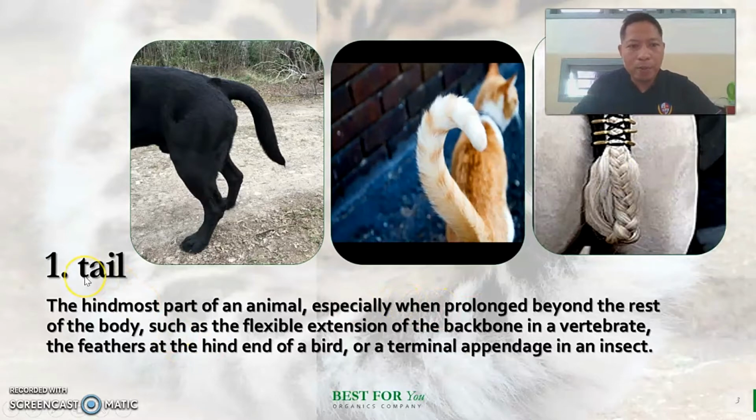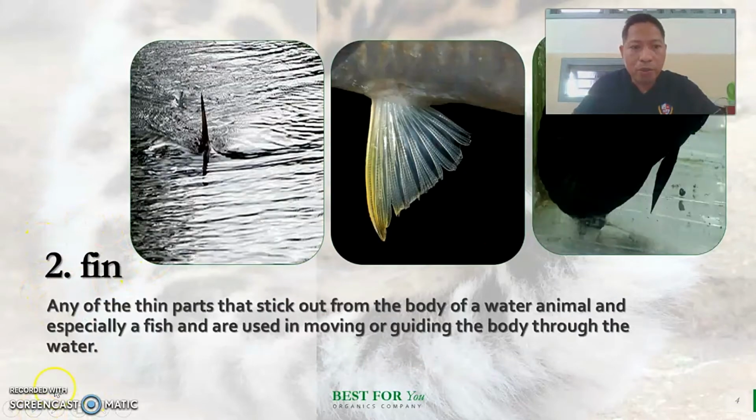Again, spelling is T-A-I-L. Tail. Tail of a dog like this. Please remember, because we will have an activity in your book after the discussion. Okay? So we have tail also in the cat, and we have tail of the horse. Again, tail. Okay, next, number 2.